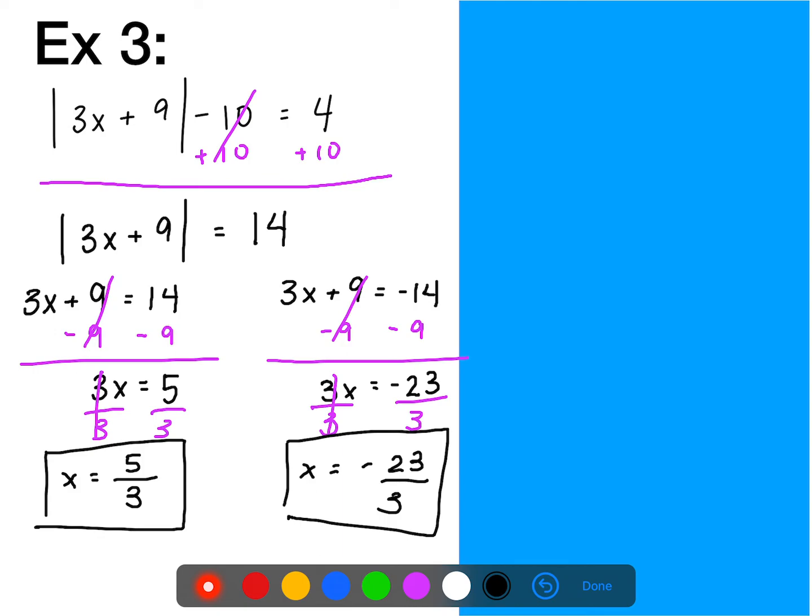You don't like those fractions? No, like the calculus one. Yeah.